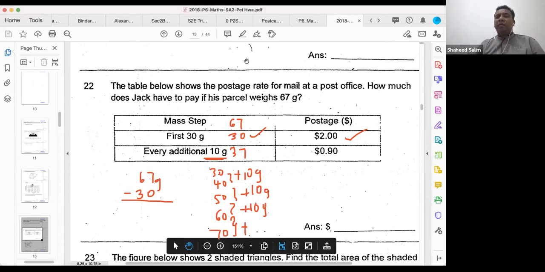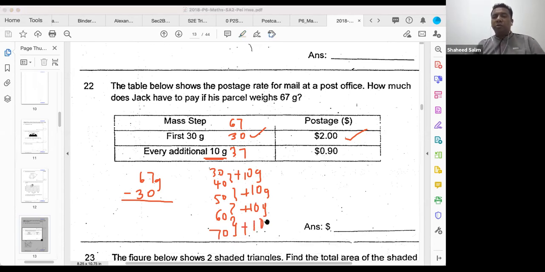How many times must you pay the 10 gram? You look at how many times, then you can know how much you must pay. You pay 1 time, 2 times, 3, 4 times. So what do you do? Take 90 times 4, you get 360. How much does Jack need to pay? So you must add together. $2 plus 360, you get 560.